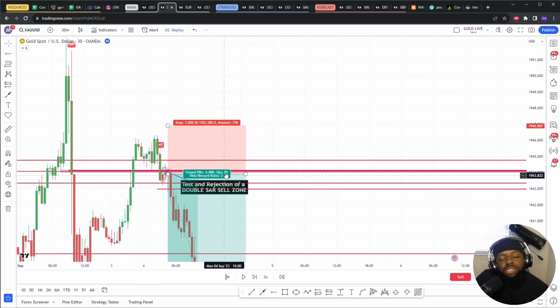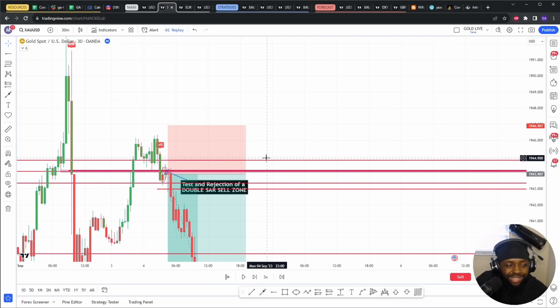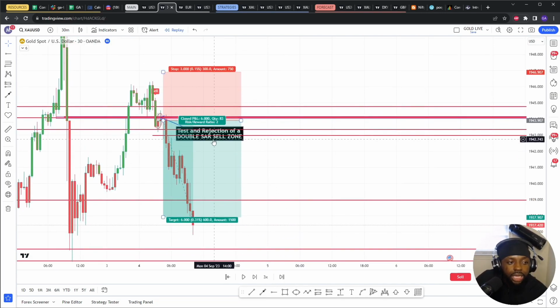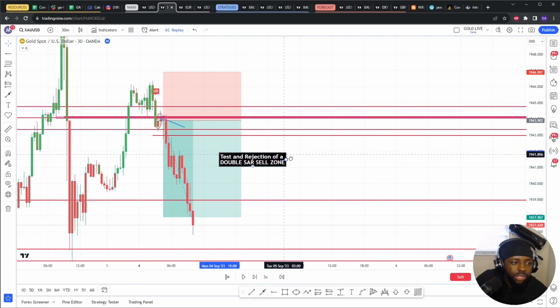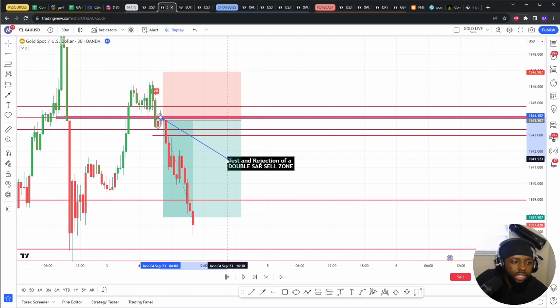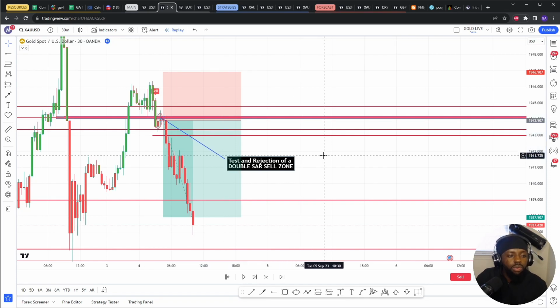But anyway, the best thing I love about SARs is that they can give you an easy, nice risk to reward. So I hope you guys saw how this was a test and rejection entry of a double SAR sell zone. For test and rejection for sells, the zone has to be above you. Now hopefully that makes sense.